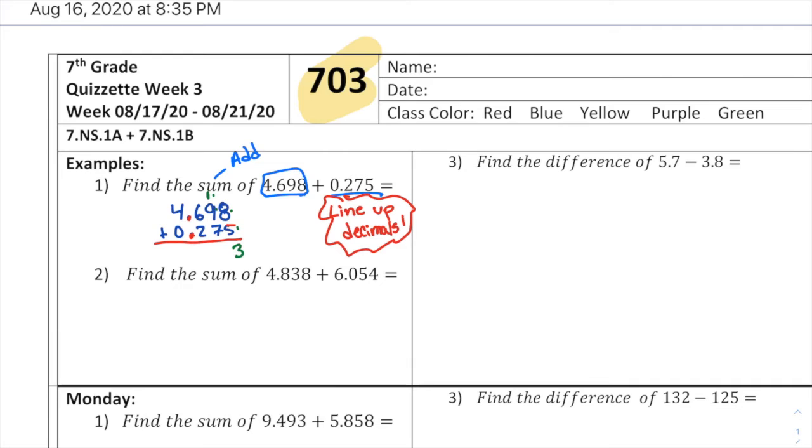1 plus 9, that's 10. Plus the 7, that gives us 17. I write down the 7. I carry the 1. We have 1 plus 6, that's 7. 7 plus 2, that is 9. I bring the decimal straight down. And then I just have 4 plus 0, which is 4. So your answer here is 4.973.